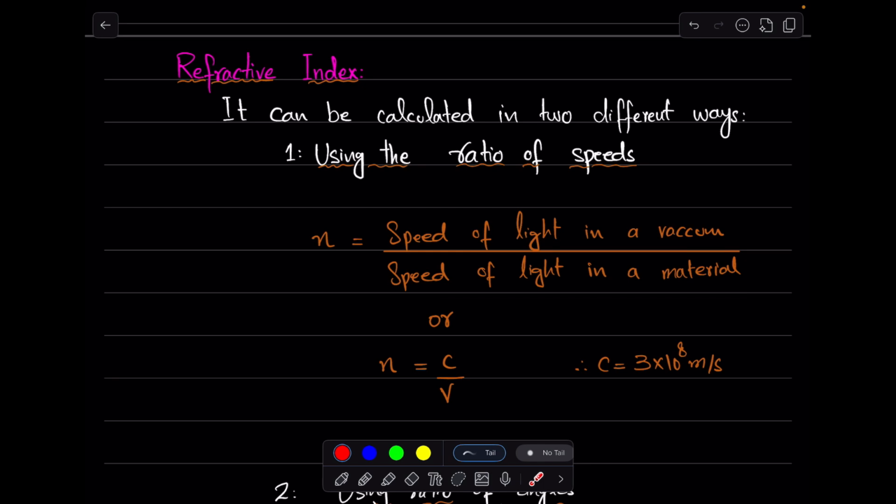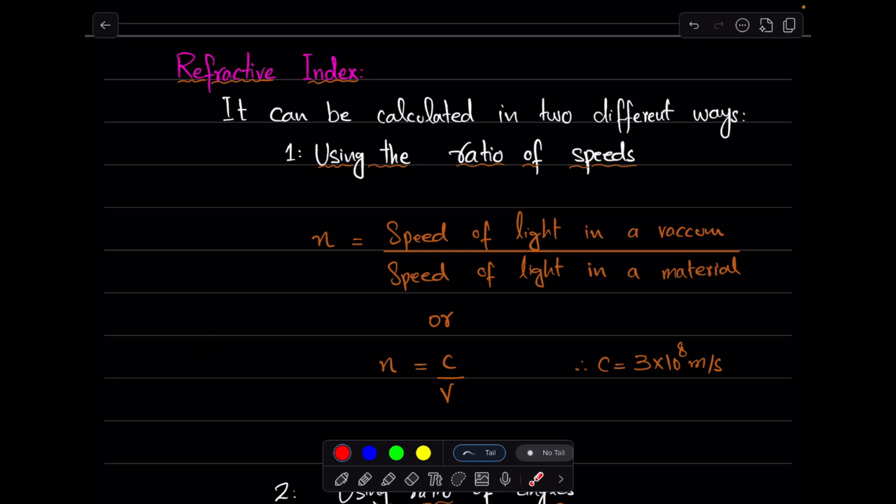So the maximum speed of light is in the vacuum. That is 3 into 10 raised to power 8, that is mentioned here, right? Meter per second. And when it enters into the material, its speed will decrease. So if you find the ratio of it, you can tell the refractive index of that medium, right? And refractive index is unitless. Why?